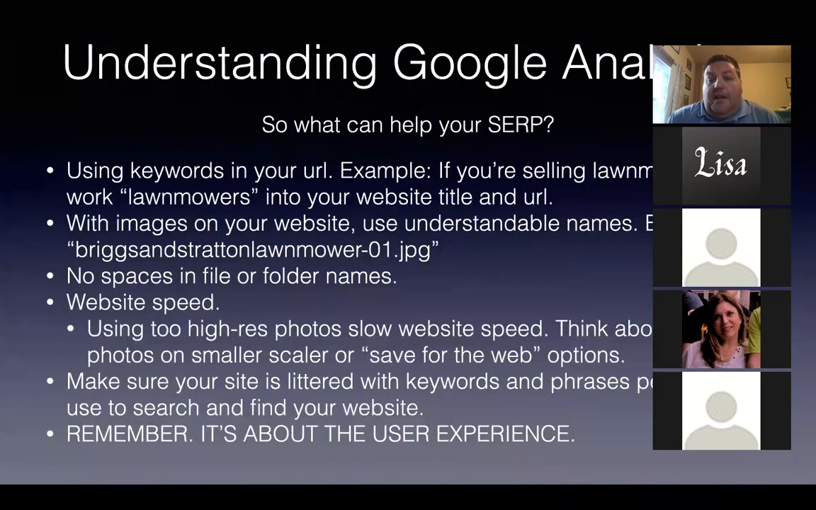So what can you do to help your search engine results? Use keywords in your URL. For example, if you're selling lawnmowers, try to work "lawnmowers" into your website title, URL, or page title. With images on your website, use understandable names, for example, Briggs & Stratton Lawnmower 01. Remember, Google searches, or what's called crawls, through websites to look for these key terms to help people find what they're looking for.